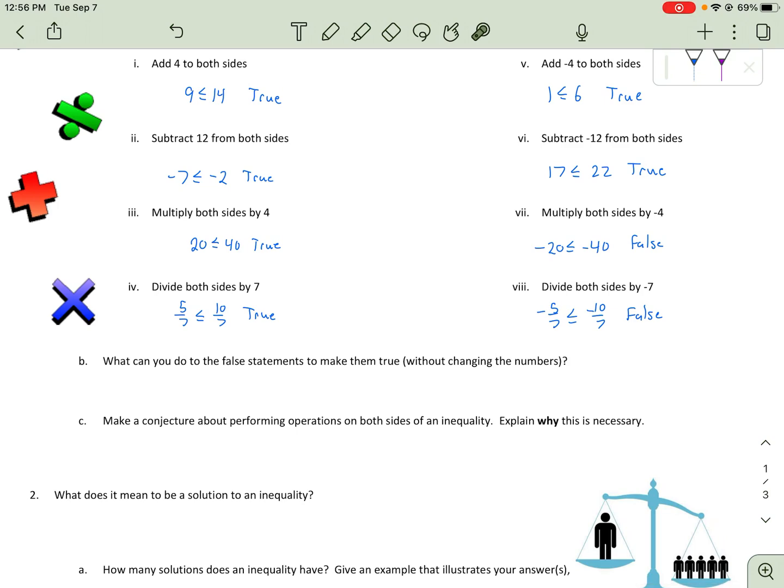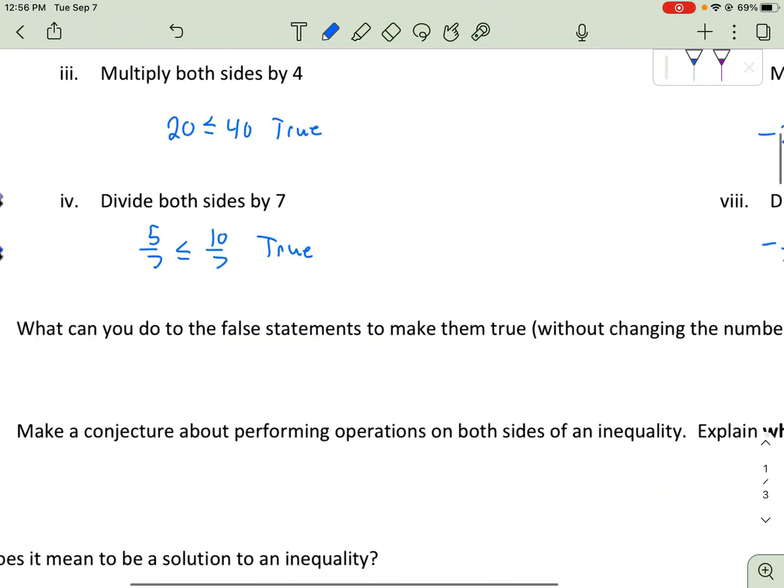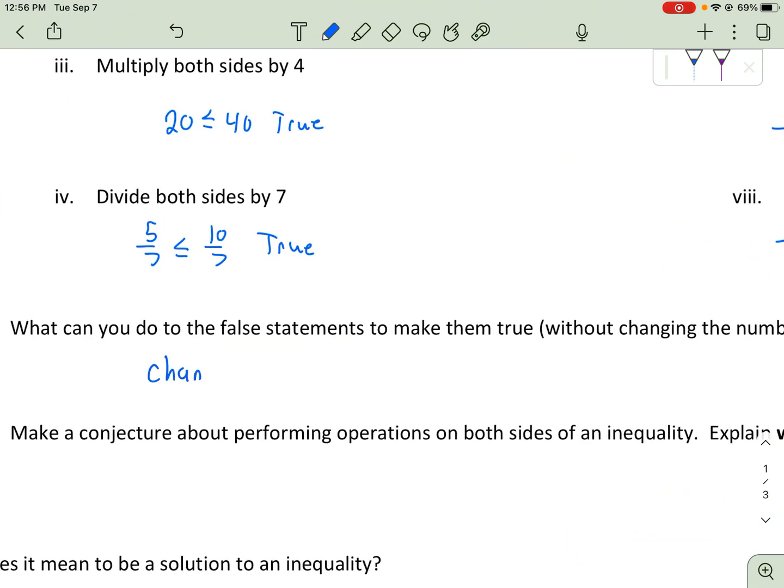B, what can you do to the false statements to make them true without changing the numbers? Change the direction of the inequality symbol. That's what we're looking for here.